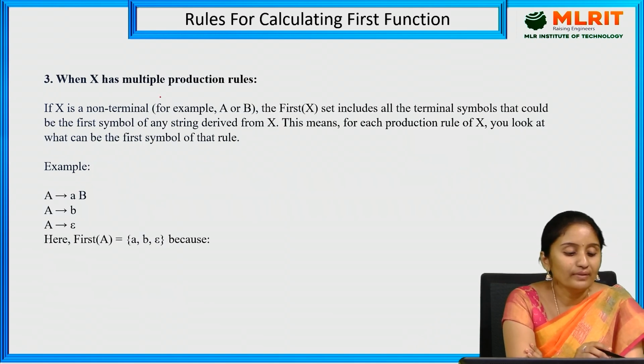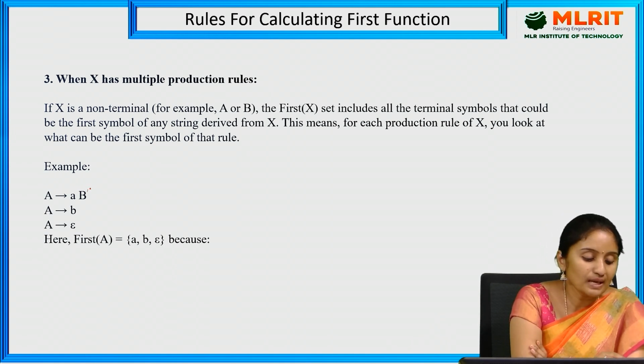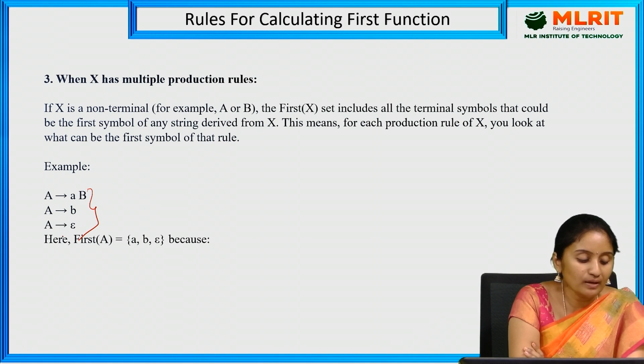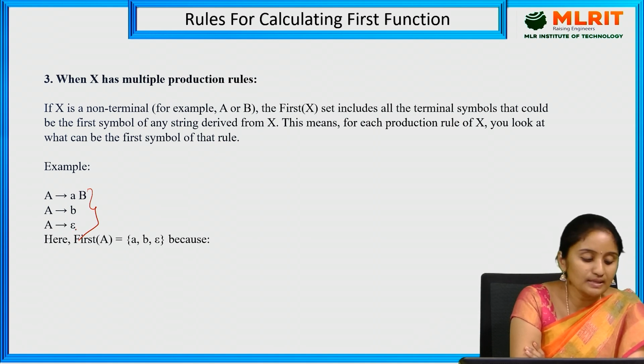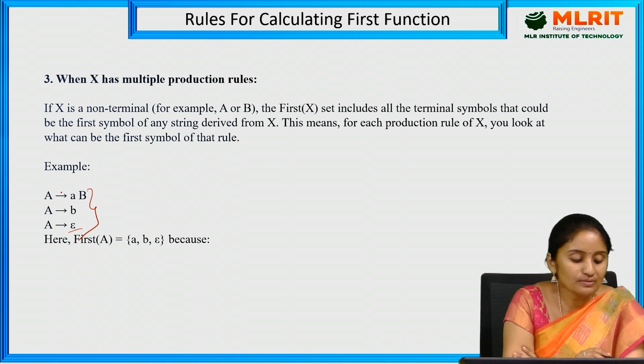The next case is when X has multiple production rules. These are some production rules in my grammar: A tends to a B, A tends to B, A tends to epsilon. If this is my grammar, then I need to find what is first of A.